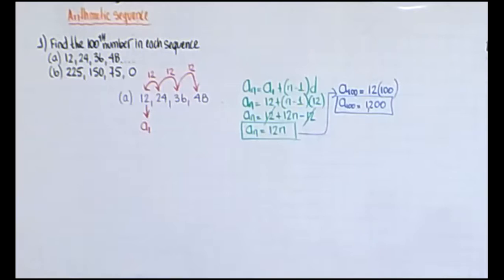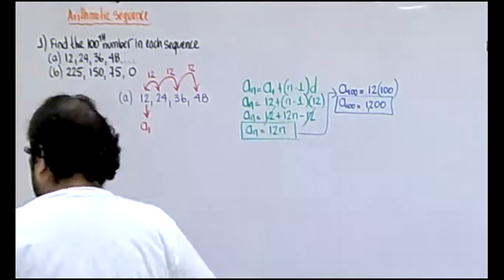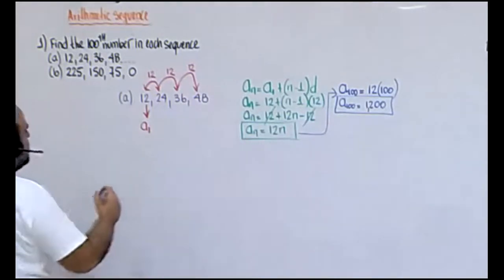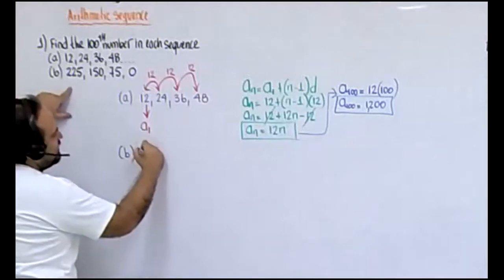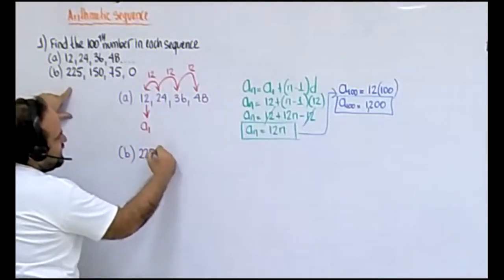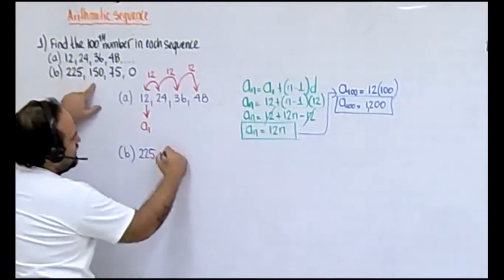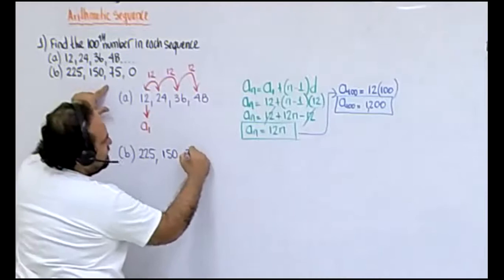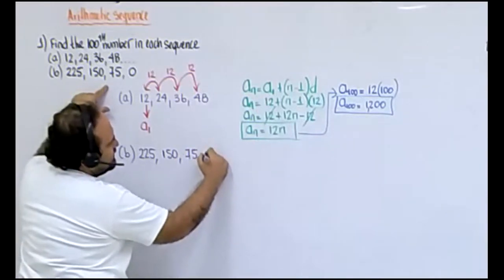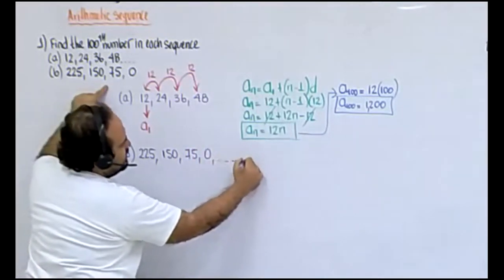For me, I think it's two. Okay, so let's proceed with the letter B. In the letter B, they're asking for the same situation. In the letter B, we have the sequence. What sequence do we have? 225. Another one will be 150. Another one will be 75. Another one will be 0, and so on.